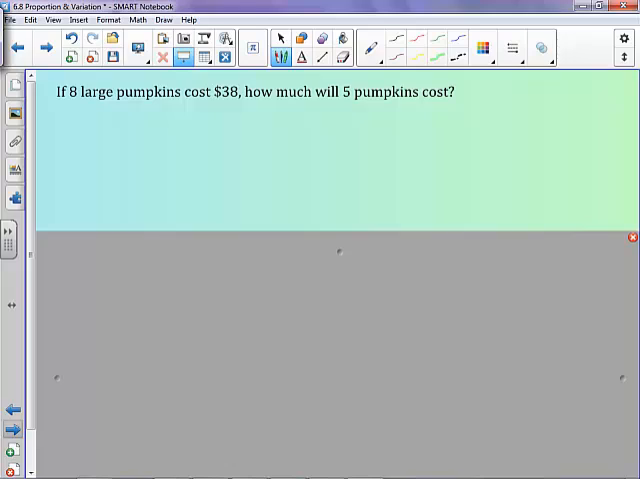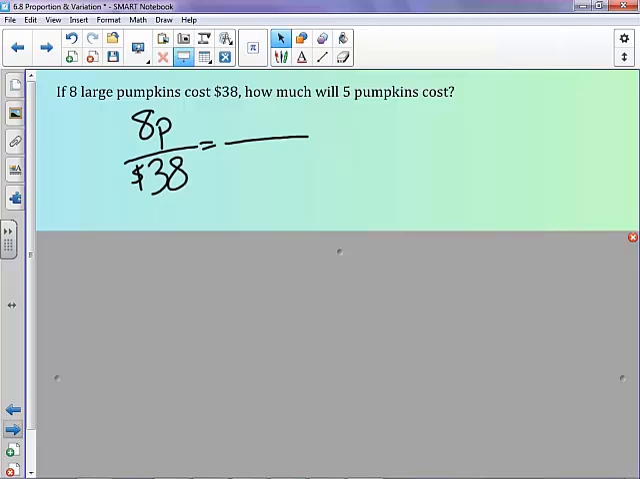Now, some proportions. If we have 8 large pumpkins and we know they cost $38, we want to know how much will 5 pumpkins cost. So we can set up a proportion here. We know 8 pumpkins is going to cost us $38. Well, the pumpkins are going to be the same cost, so we want to know how much 5 pumpkins will cost. So we can call that x.